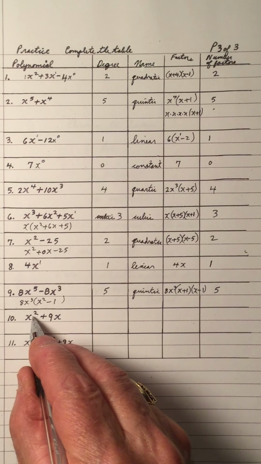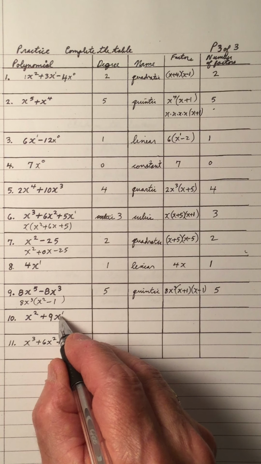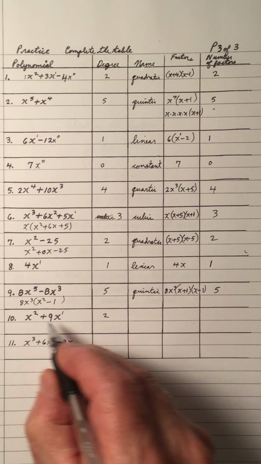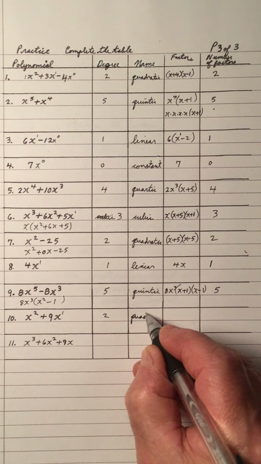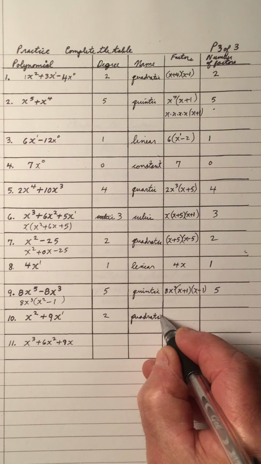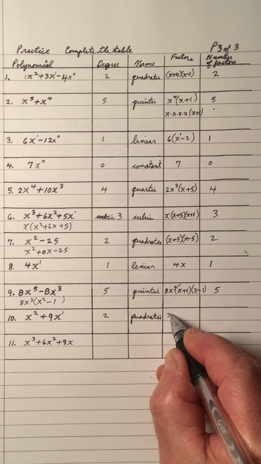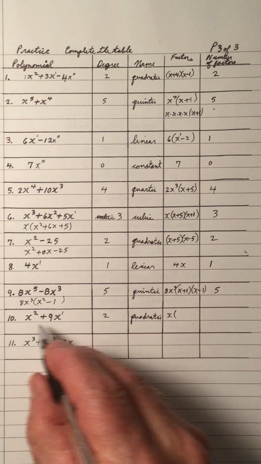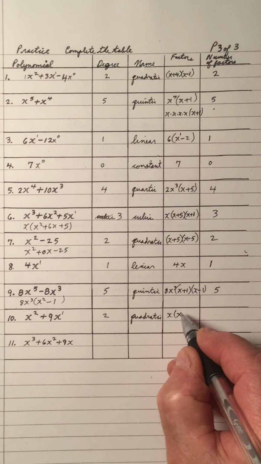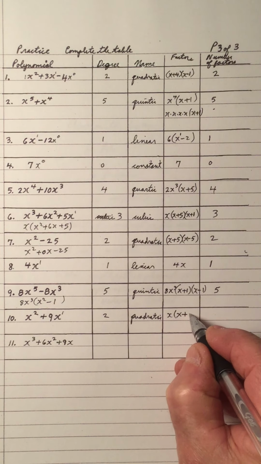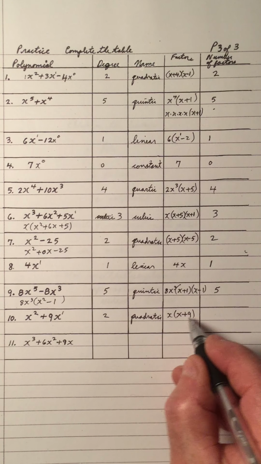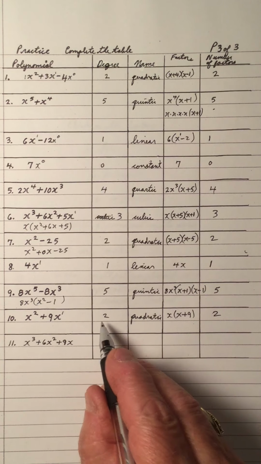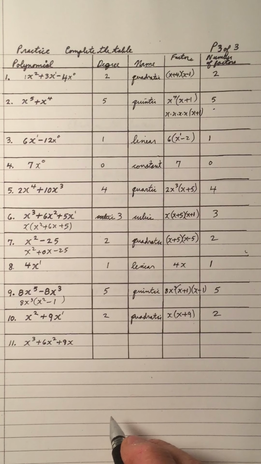And x squared plus 9x, the degree is 2, highest degree is 2. That's a quadratic, Q-U-A-D-R-A-T-I-C. And we want to factor this. X is the GCF, take x out. X squared divided by x is x. 9x divided by x is plus 9. One factor is x, the other factor is x plus 9, so there's two factors. Degree is 2, two factors.